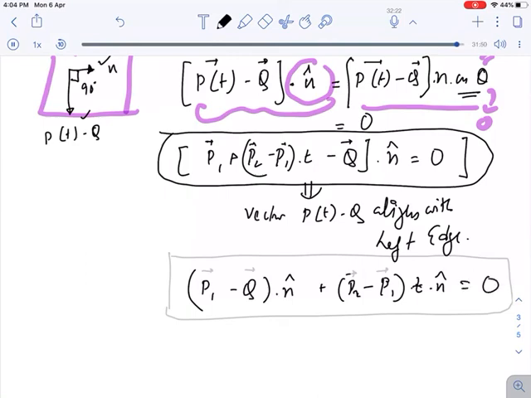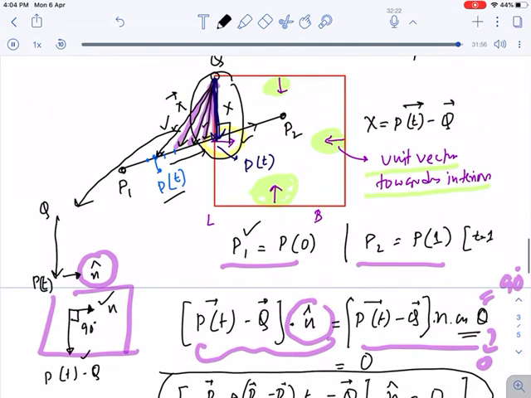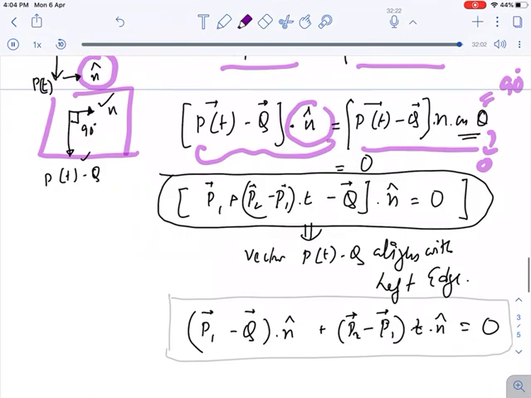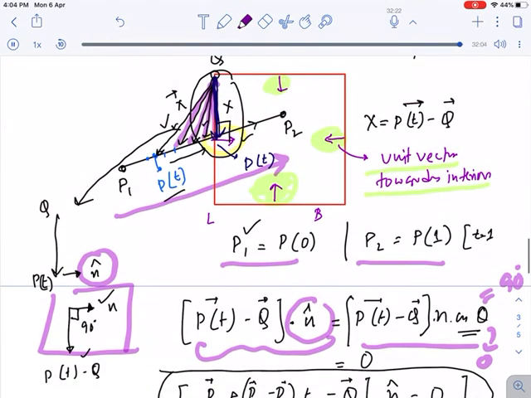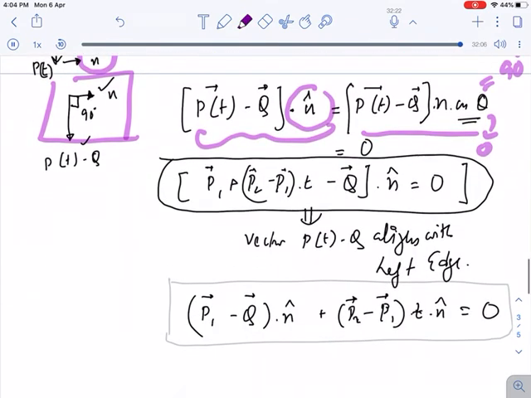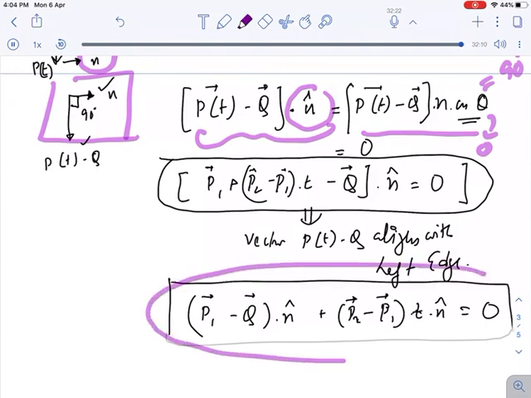Now P2 minus P1 is the vector from P1 to P2. That is the direction of the line, P2 minus P1. And P1 minus Q is something else. I will discuss the entire thing later on. This is the end of the first part of Cyrus Beck. So I am going towards the Cyrus Beck algorithm slowly.